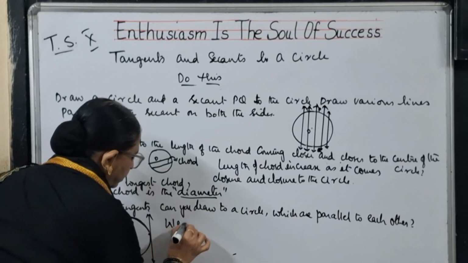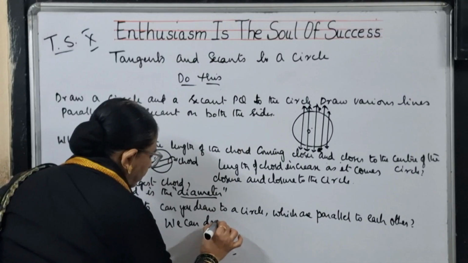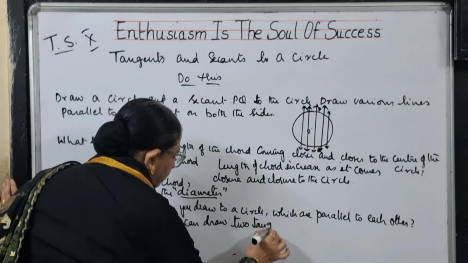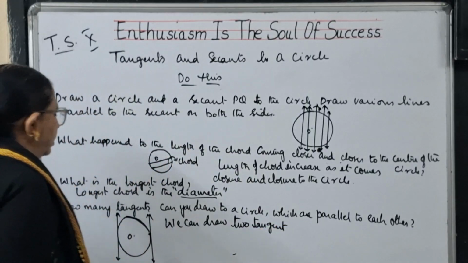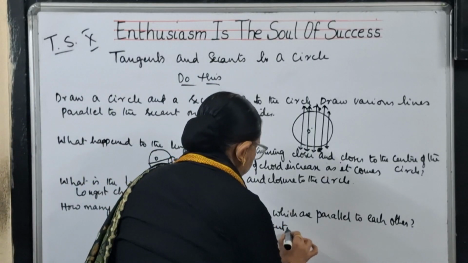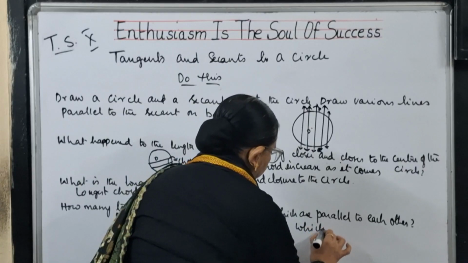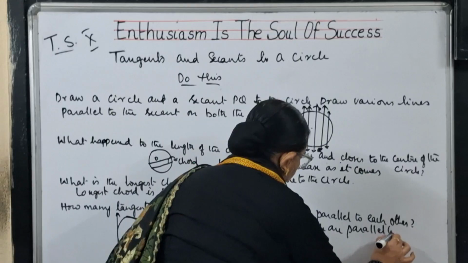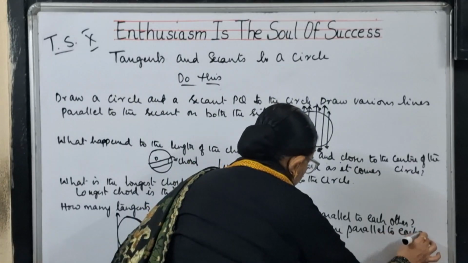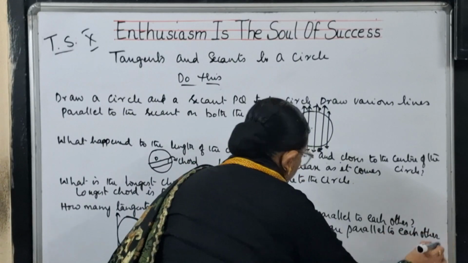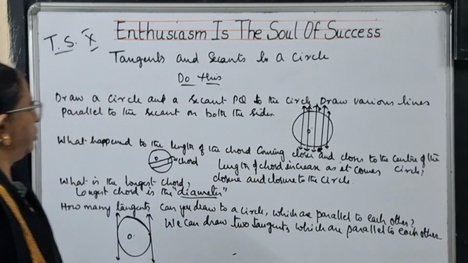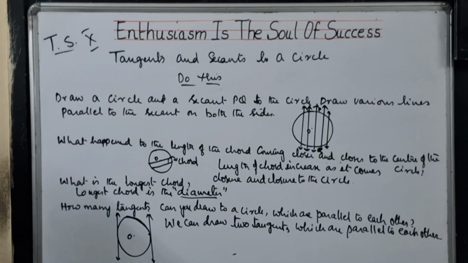We can draw two tangents which are parallel to each other. We can draw only two tangents which are parallel to each other. Please note it down, children. This is another sum that is given in your textbook.